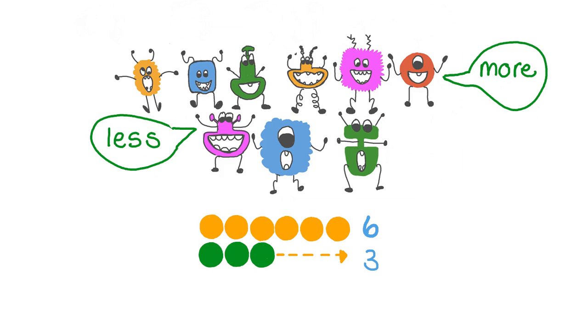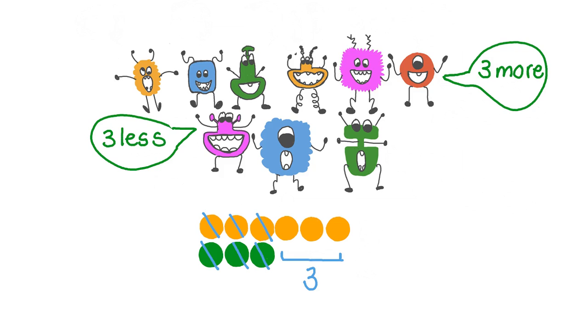How many more singers are there on the back row? We could subtract to compare. If we match our counters, we can see that there are 3 more counters on the back row. There are 3 counters left over. There are 3 more singers on the back row than the front, and 3 less singers on the front row than the back row. Let's practice subtracting to compare with some example questions.